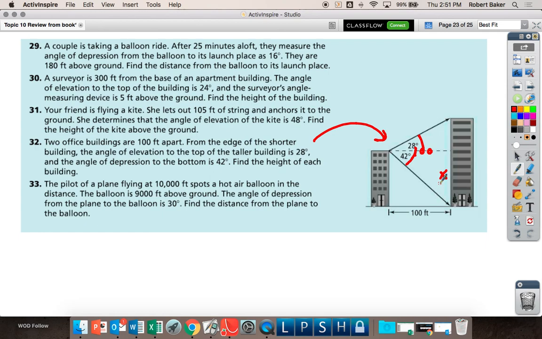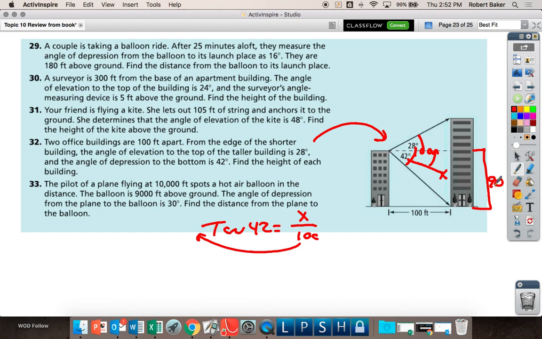Tangent. You would do tangent again, because I have opposite over adjacent. So the tangent of 42 is equal to x over 100, or 100 tangent 42. What'd you get? 90. So that means that from here to here is 90. So how tall is the short building? 90 feet. Now you gotta flip it and do it for the tall building.